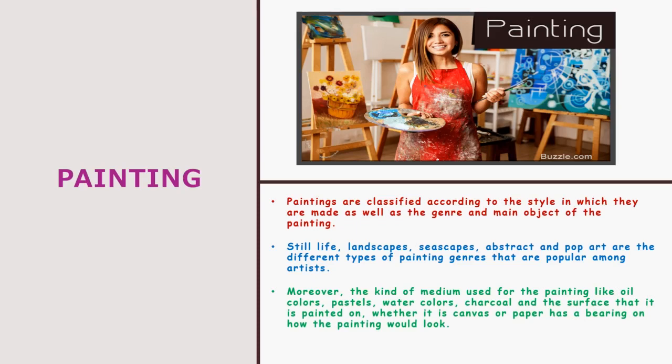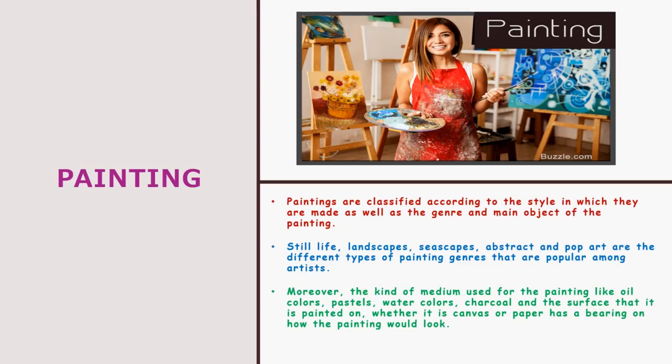Genres means, like in writing we have different genres. Already you have learned descriptive writing, that was a genre. Creative writing is again a genre. The same way painting also has different forms. Like when you talk about music, you say melodious music, then fast beat music, pop music, rock music, everything is there. The same way painting also has got its own different types. Okay, so these are the different types. Still life is there, landscape is there, seascape, abstract, and pop art, and many more are there.